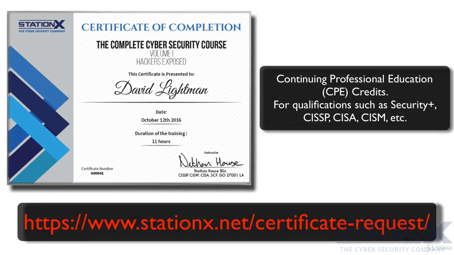Once you have completed each volume, you can get a certificate of completion signed by me, which you can see here in front of you. This provides the relevant information that you need to earn something called Continuous Professional Education Credits, or CPE. These are the qualifications that you might have now or you may wish to get in the future, such as Security Plus, CISSP, CISA, CISM, and so on. So if you want your CPE points, once you have completed this volume and the other volumes, make your request for the certificate here at this URL.